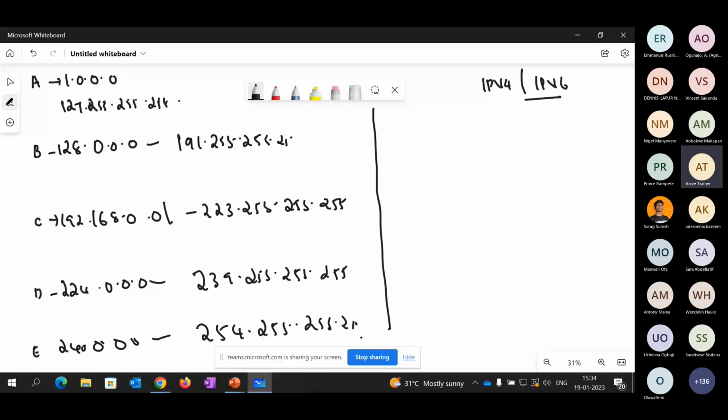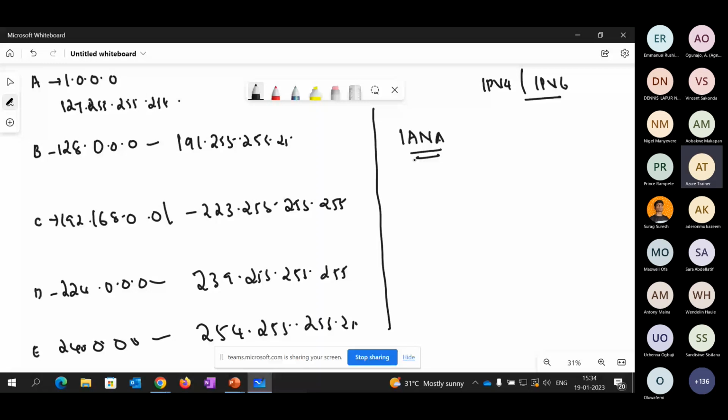These are the IP addresses we currently use in normal scenarios. Basically, all these IP addresses are managed by an organization called IANA. Have you heard about this organization? It's basically known as the Internet Assigned Numbers Authority.